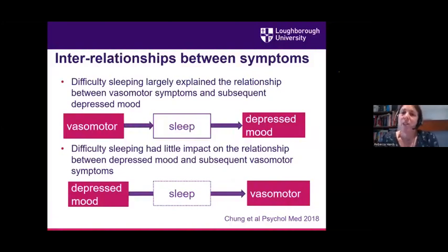And we might have interrelationships between symptoms. I think Eve talked a bit about this, but this was a nice paper looking at how difficulty in sleeping might explain the associations between hot flushes and subsequent depressed mood. And there was also an association in the reverse, prior depressed mood influencing vasomotor symptoms. Sleep difficulties largely explained this first association between vasomotor symptoms and depressed mood, but it didn't explain the association between depressed mood and vasomotor symptoms. So again, taking this longitudinal approach, we can try to tease out the associations among these symptoms.